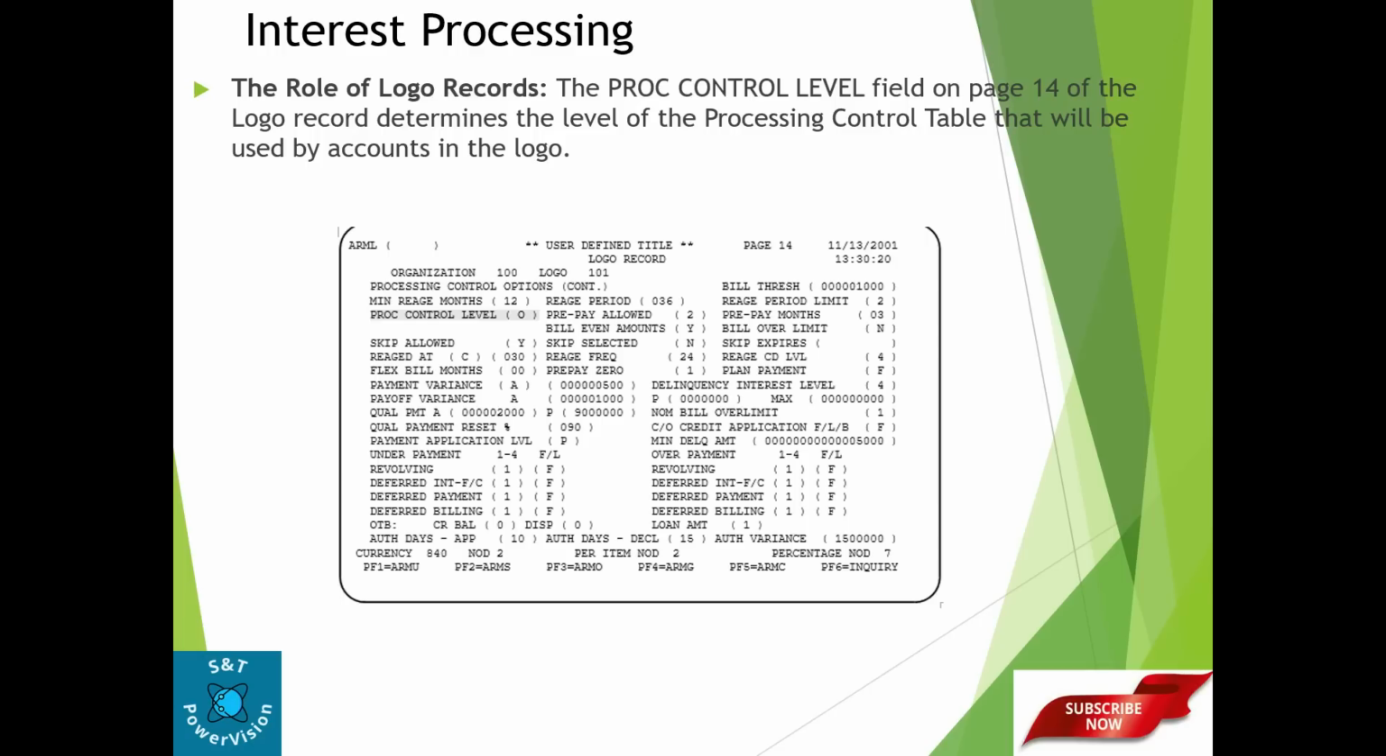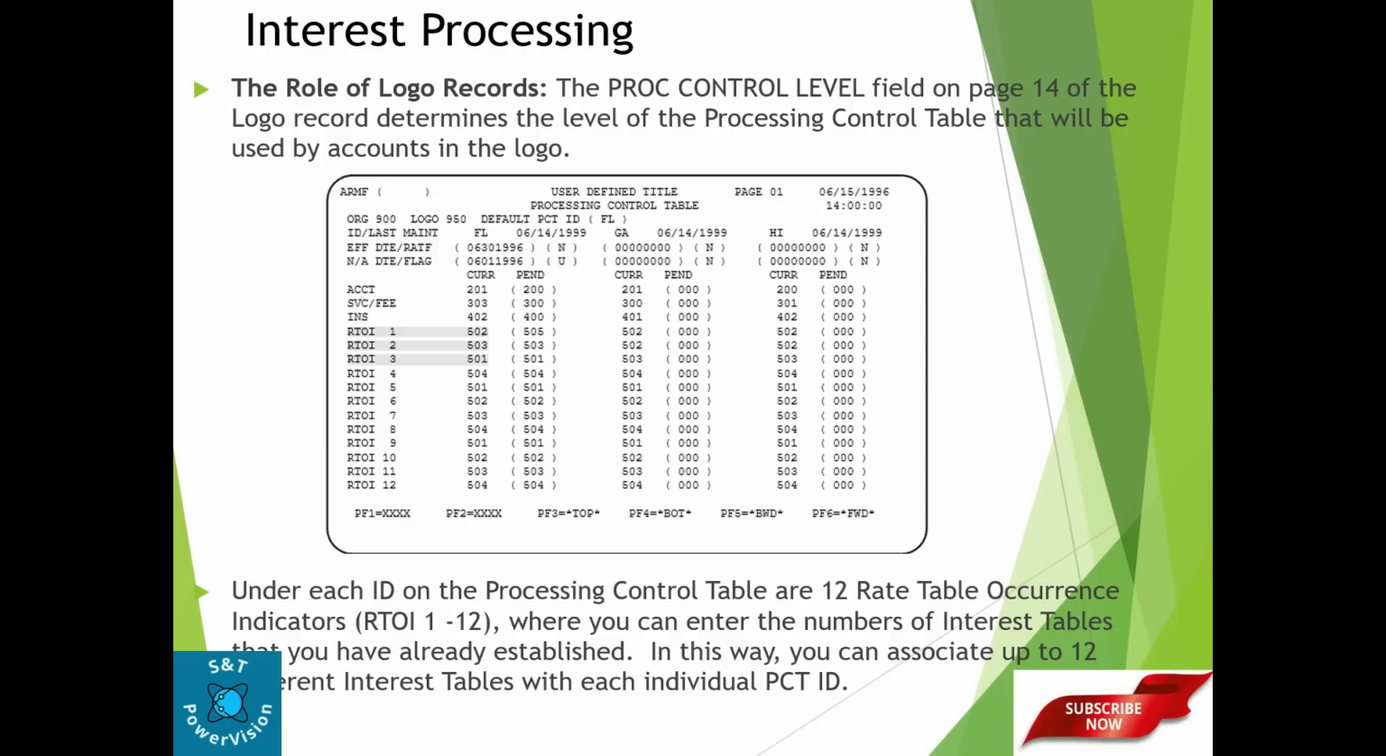The proc control level field on page 14 of the logo record determines the level of the processing control table that will be used by the account in the logo. So here proc control level may be org, logo or system, OLS.